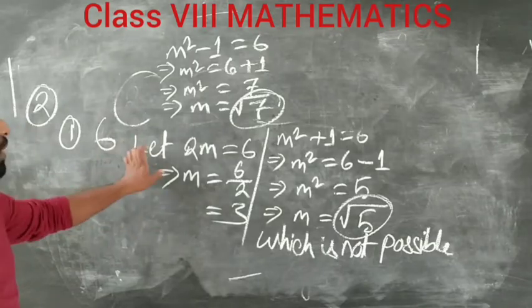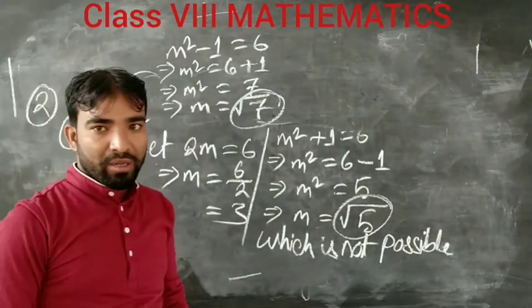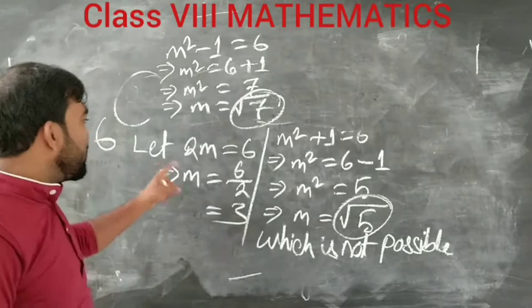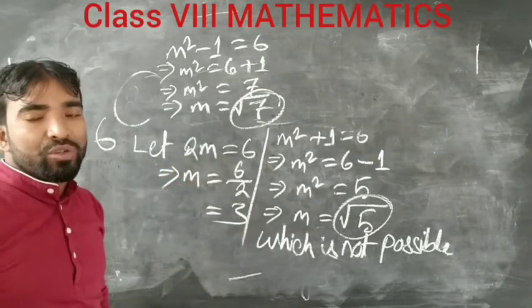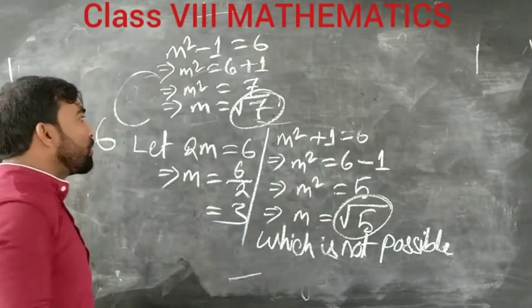So what we are getting is m equals 3 and 2m equals 6. That is the correct equation. So one of the Pythagorean triplets is 2m equals 6. The rest two Pythagorean triplets are what? M square plus 1 and m square minus 1.